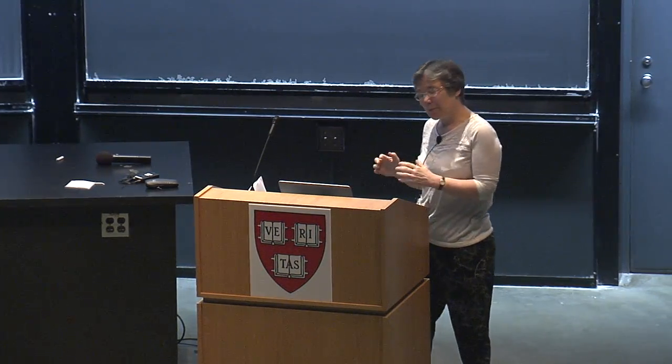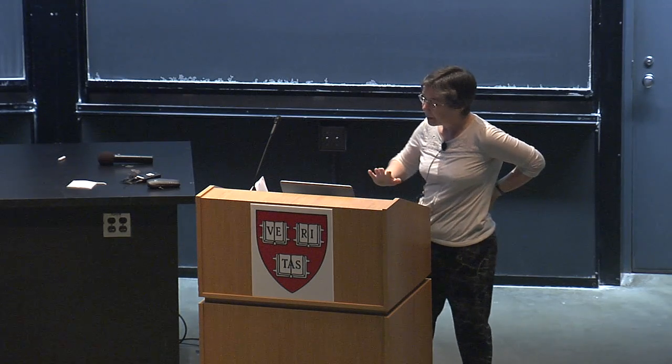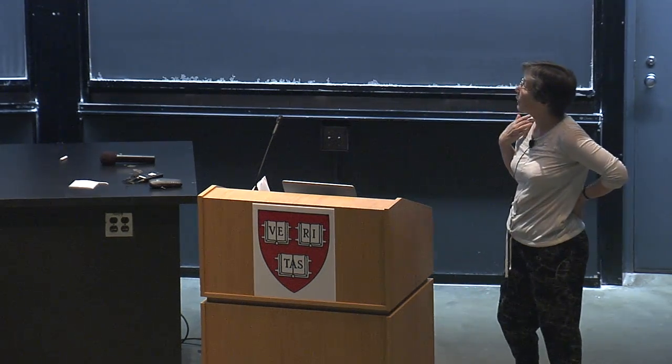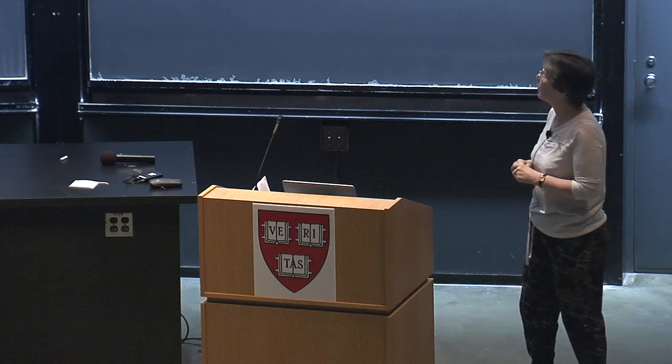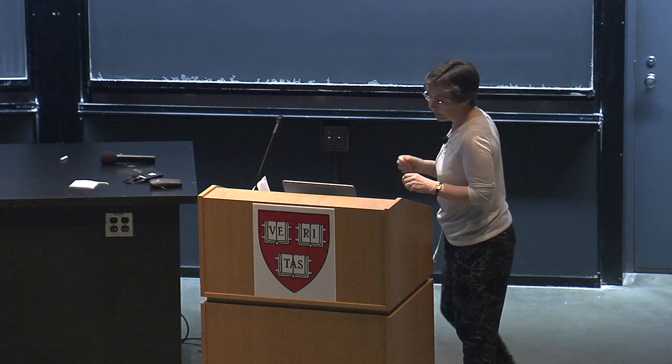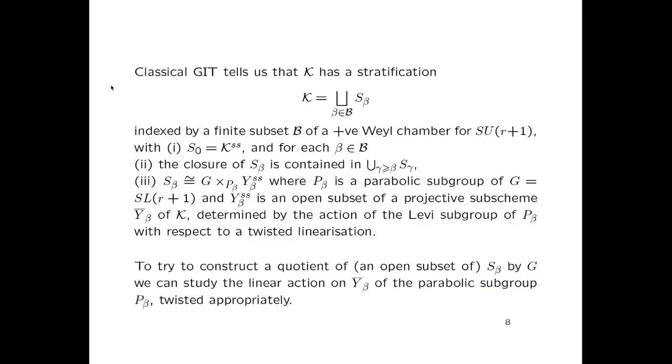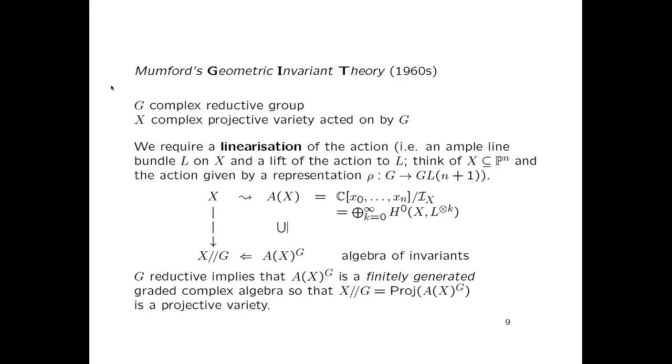So I'll be saying a bit more in detail about this in a minute, but roughly speaking, it tells us that if we want to construct a quotient of one of the unstable strata, or at least an open subset of one of the unstable strata, by the original reductive group G, it comes down to looking at the linear action on a projective subvariety of a parabolic subgroup, but with the linearization twisted by an appropriate character. So we're getting non-reductive groups coming in, even if we start off with a reductive setting.